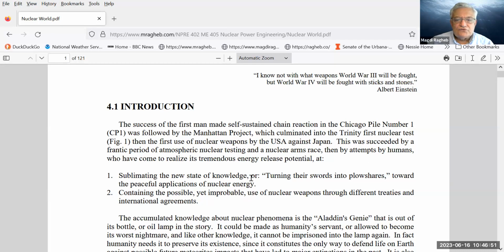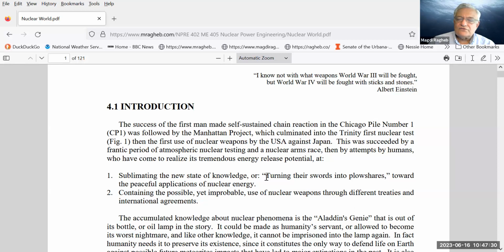First, sublimating the new state of knowledge, and quoting the Holy Bible here, same as the Israelites when they got into the Holy Land, basically turning their swords into plowshares. And the energy released from nuclear devices definitely is better used for nuclear peaceful applications. Primarily today, it's the use of nuclear energy for producing electrical power. There are other possible peaceful applications, like the desalting of seawater.